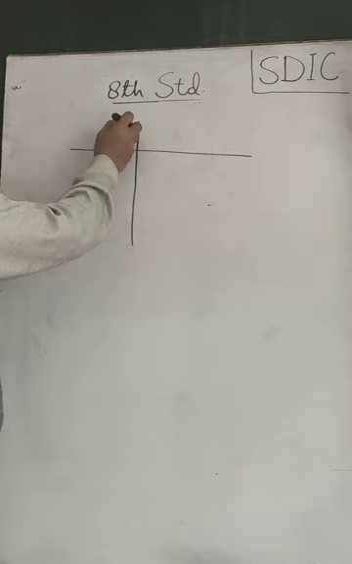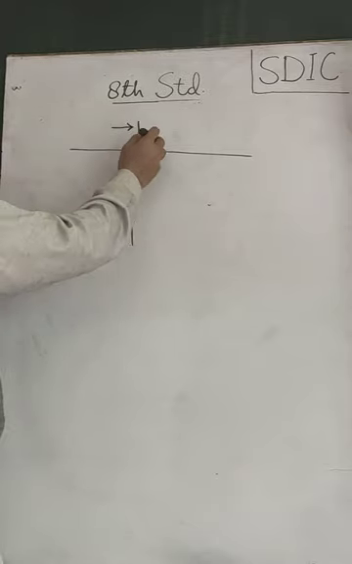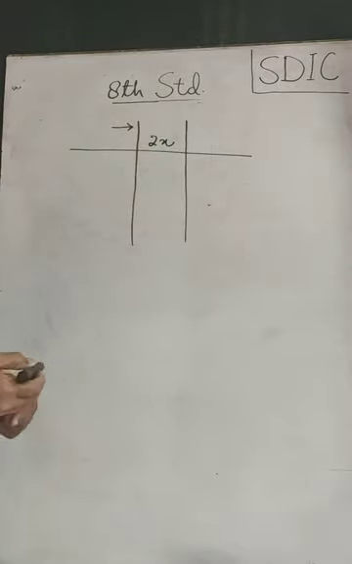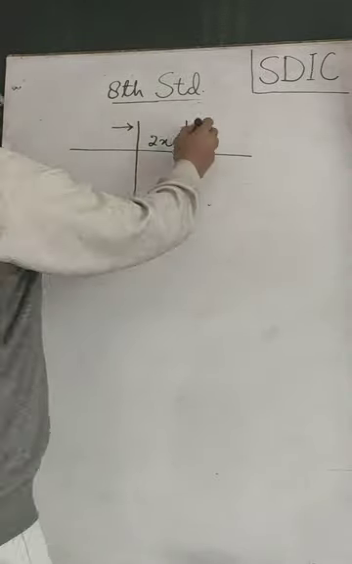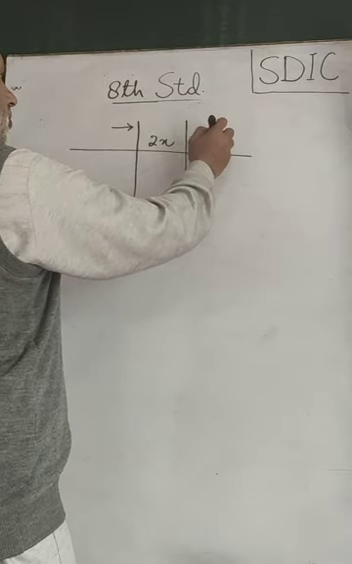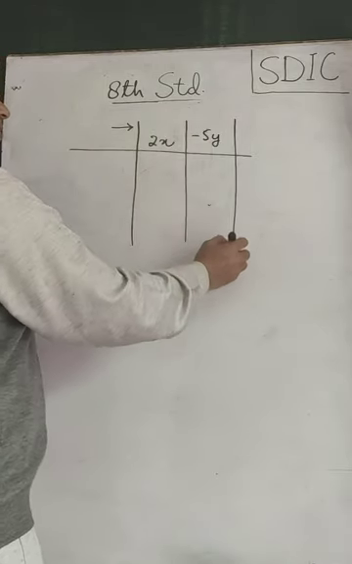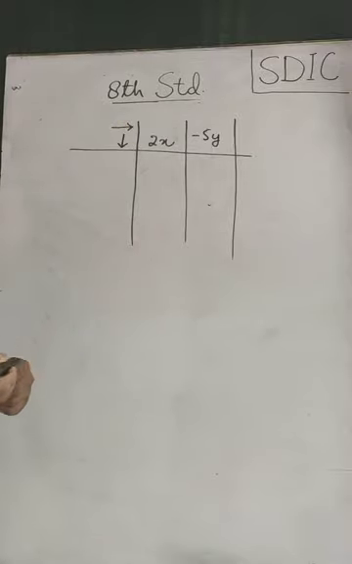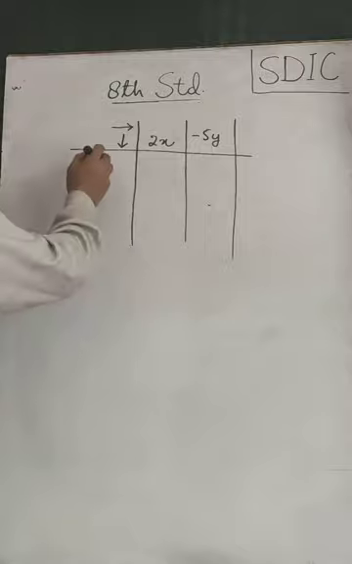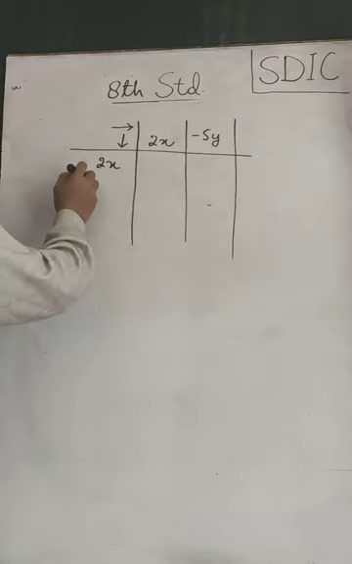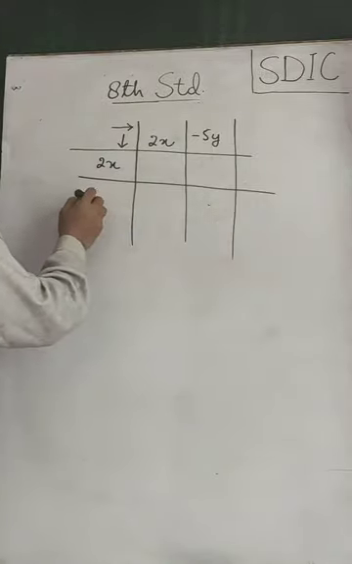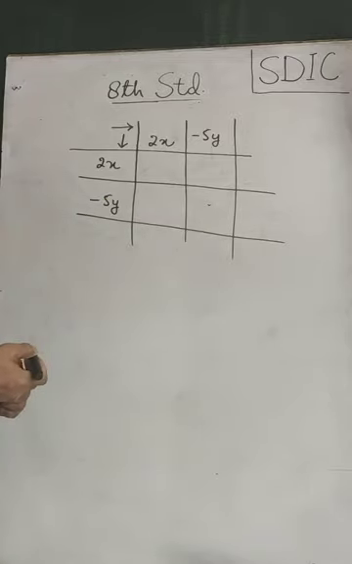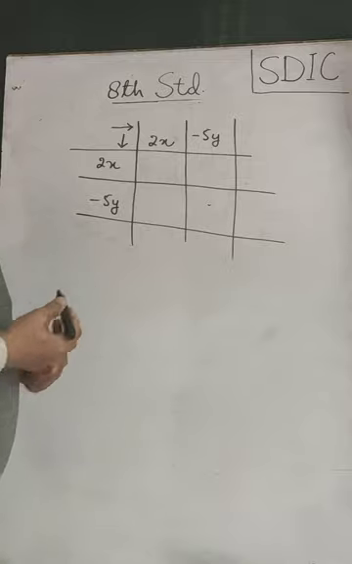Horizontally you are given the first monomials. The first value here is 2x, followed by minus 5y, and so on. Downwards you are given the second monomial. The first value is 2x, followed again by minus 5y, and so on. You have to multiply them.